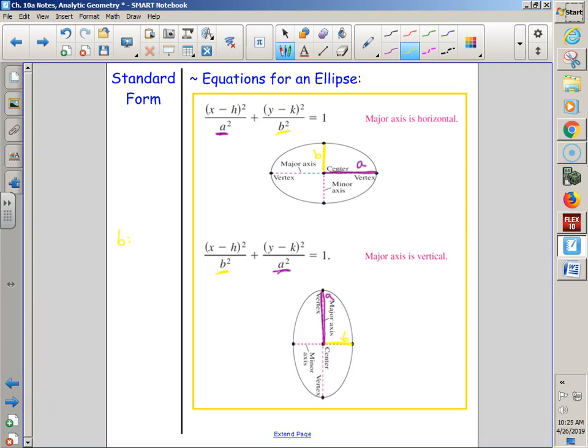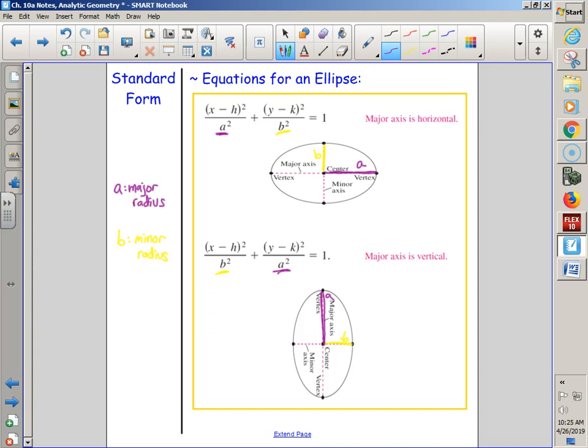So wherever B is, he's going to be the minor radius. And wherever A is, he's going to be the major radius. Half the distance, or the distance from the center to the outermost. So A is always the major? Yeah. A is the major. Whether it's horizontal or vertical, A is the major. B is the minor, whether he's vertical or horizontal. B is the little guy, A is the bigger guy.